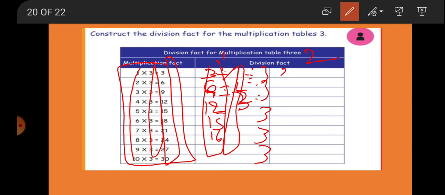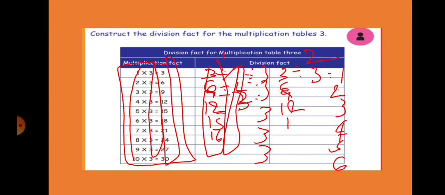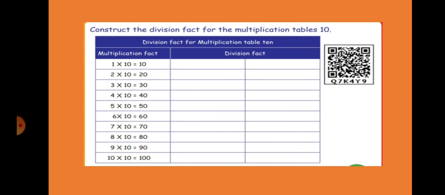Okay. The next one: 3, 6, 9, 12, like this. If you write this side, on the other side, divided by 3 is equal to 1. So 1, 2, 3, 4 will be coming this side. Okay. Like this you have to write. Try to do this until table 10. Okay. And send it to me on WhatsApp.